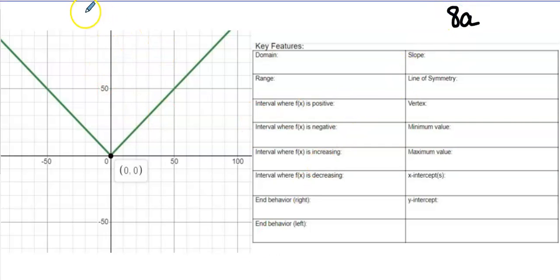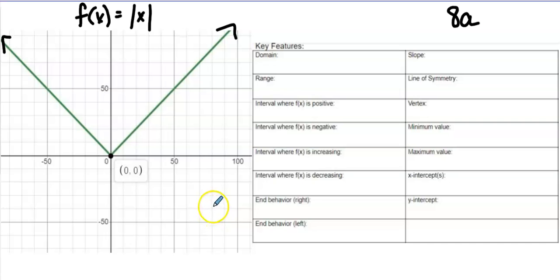Of course, this was the parent function. So this is f of x equals absolute value of x. This is what the parent function looks like. Go ahead and put arrows at the end of these, because I did a screenshot from Desmos. So the first thing you want to do is sketch this on your paper.